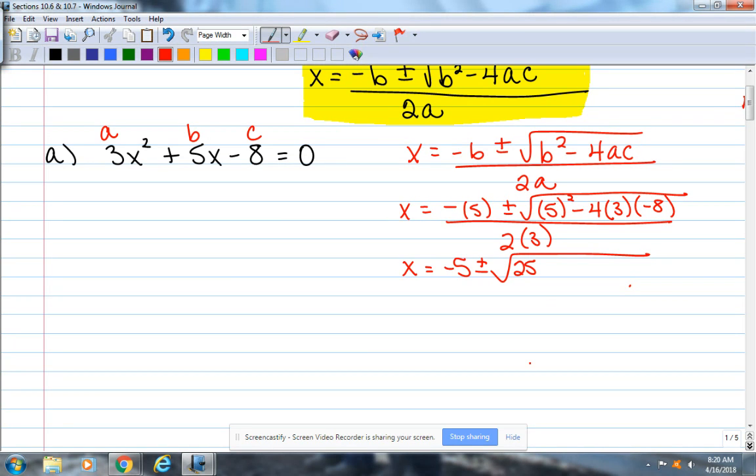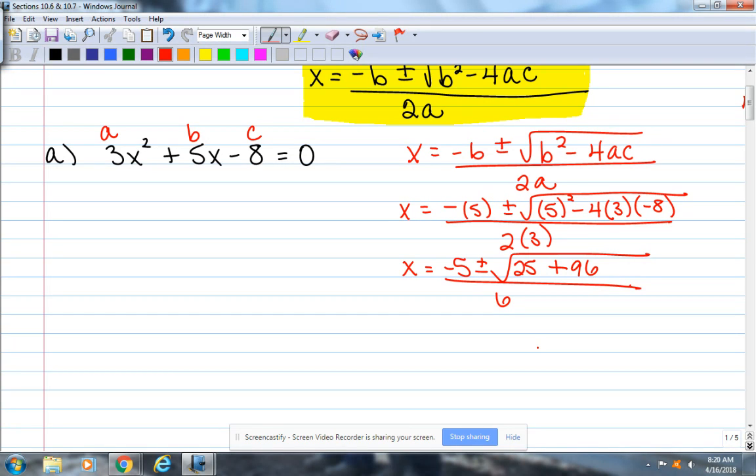Should this number ever be negative? No, because anything you square will be positive right here. Then you multiply all 3 of those together. If 2 of them are negative, it's going to be a positive. So I'm going to put a plus sign here because I have 2 negatives. Even number of negatives is a positive. Odd number of negatives is a negative. 4 times 3 is 12. What's 12 times 8? 96. And all of that gets divided by what's 2 times 3?